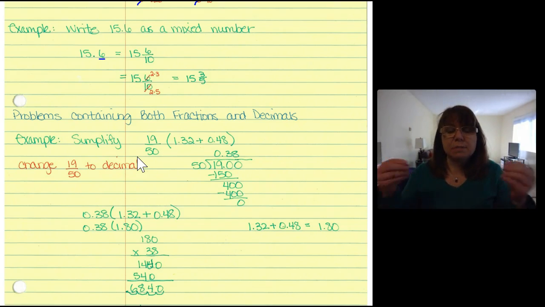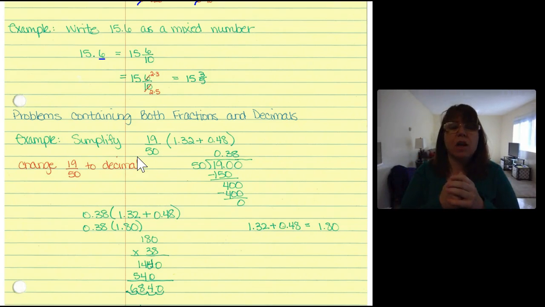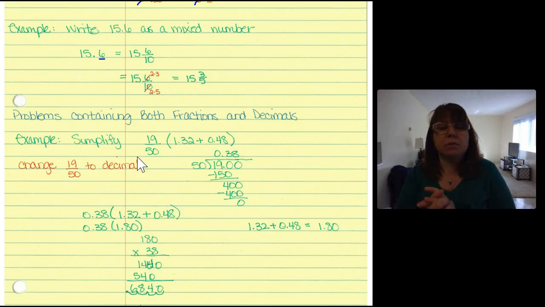When problems contain both fractions and decimals, you've got to choose which one you're going to use. In essence, you can simplify it as much as you can by trying to put all the decimals together, try and put all the fractions together. But ultimately, you're going to have to convert one to the other to be able to get the actual solution.